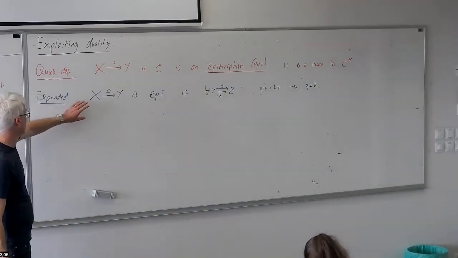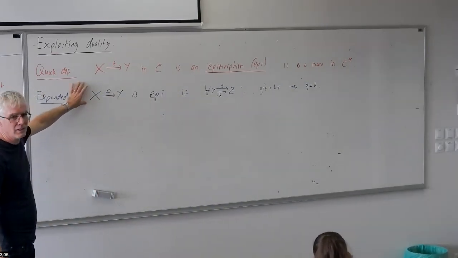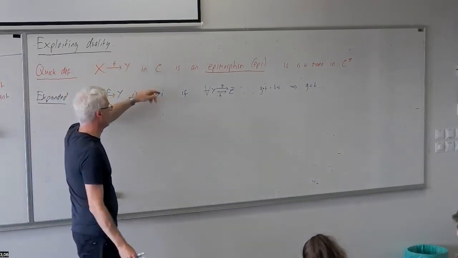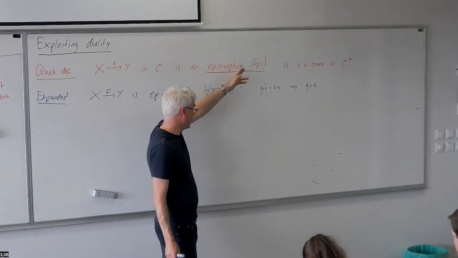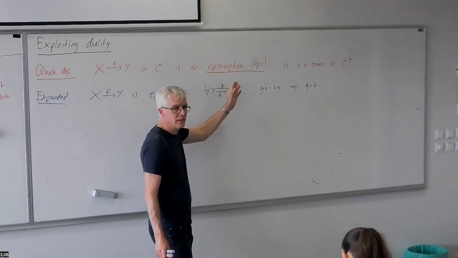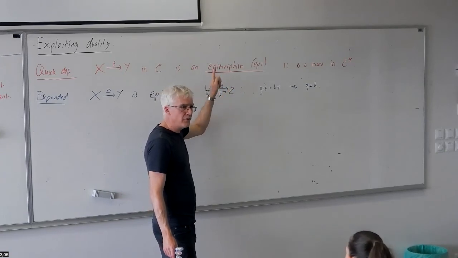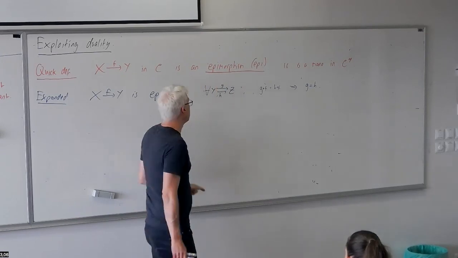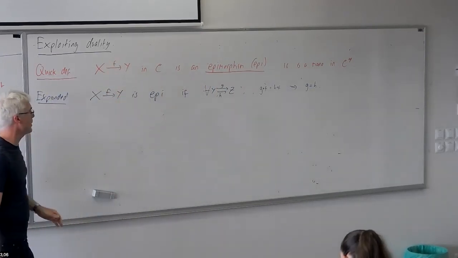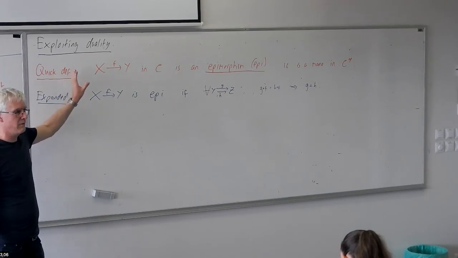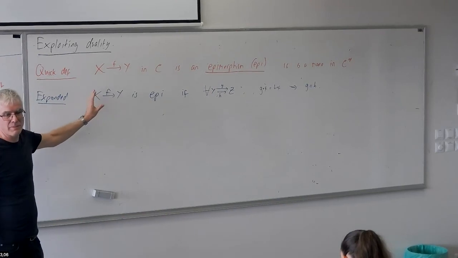So the expanded definition is longer, and it's unnecessary because we've already defined what it means to be an epimorphism. But the shorter definition also has the following advantage, which is because we've defined epimorphism by duality, whenever we prove a property of monomorphisms, we at the same time prove the dual property of epimorphisms.